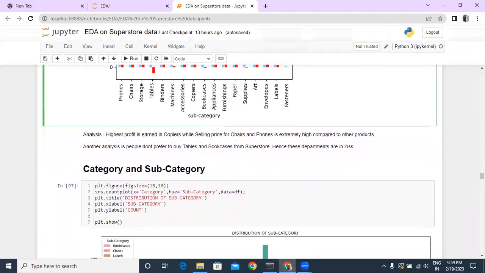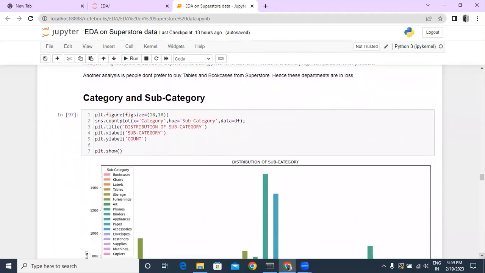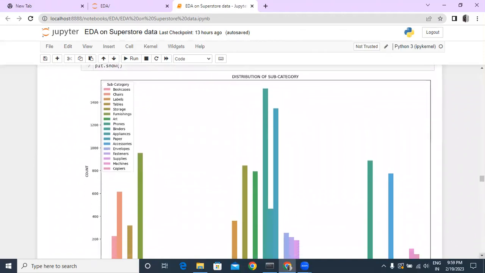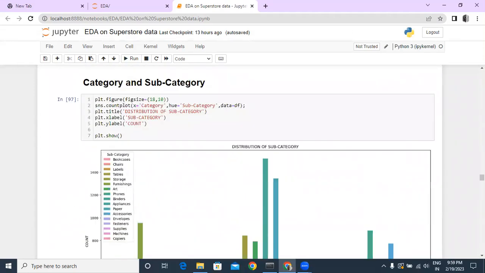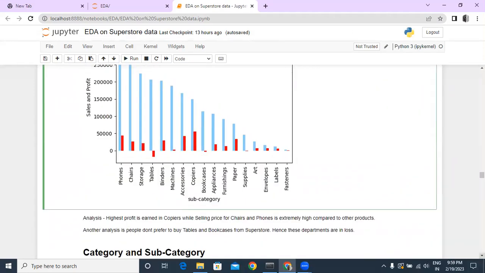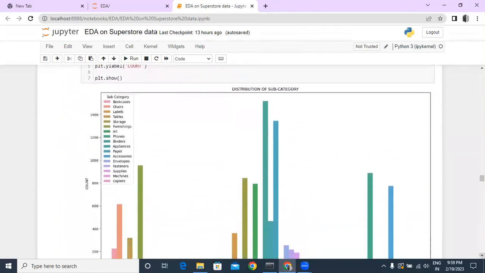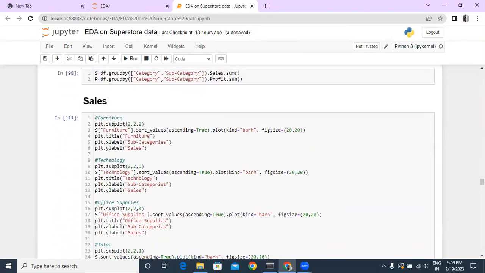Now we will analyze category and subcategory together. So for that we have plotted a count plot for both first, and here this is the count plot, and we can see the analysis from here easily. After plotting the count plot of category and subcategory together, we will be moving on towards the sales and profit of category and subcategory together. So first we will find out for the sales, then we'll plot for profit, and then accordingly we'll plot together.